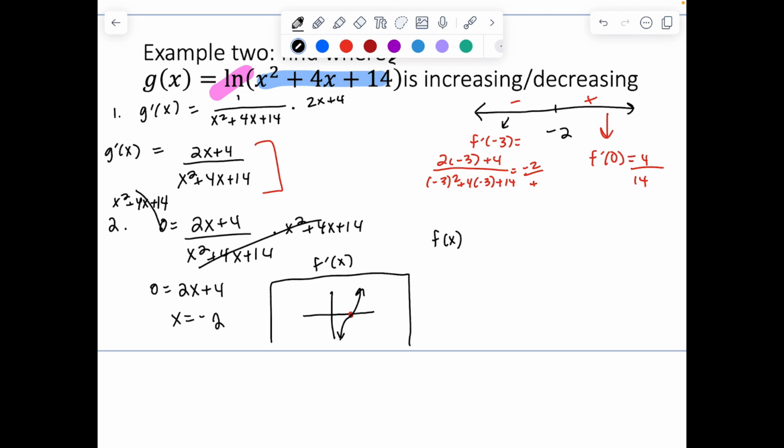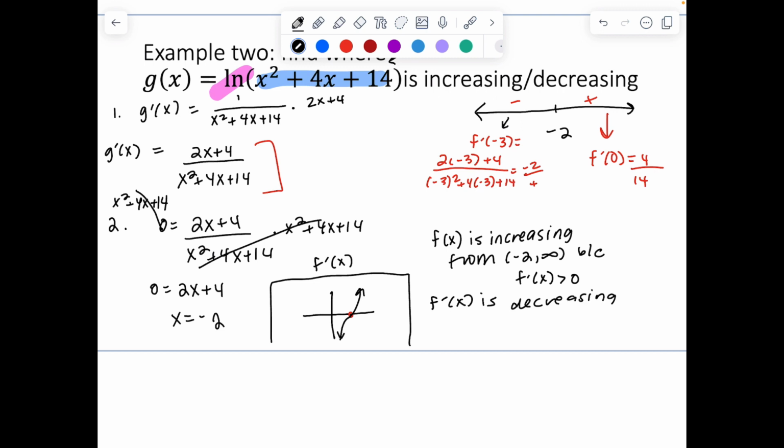So f of x is then increasing from negative 2 to infinity because f prime of x is greater than 0. And then f of x is decreasing from negative infinity to negative 2 because f prime of x is less than 0.